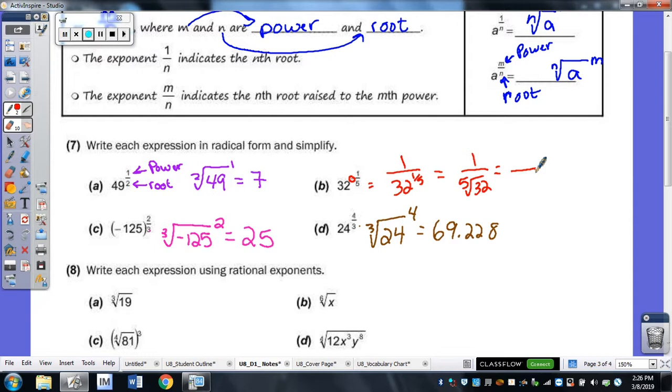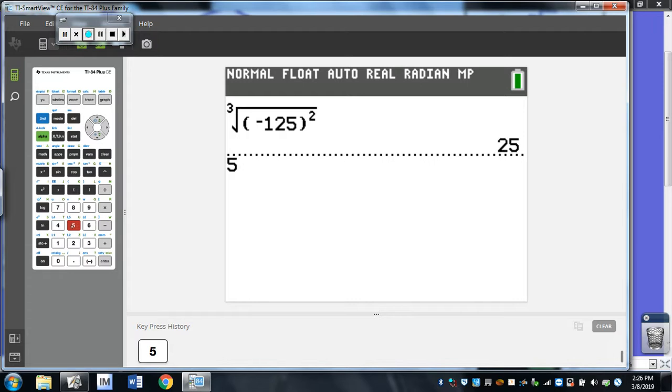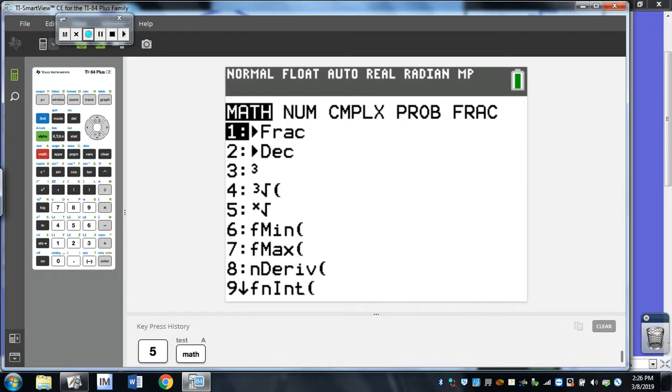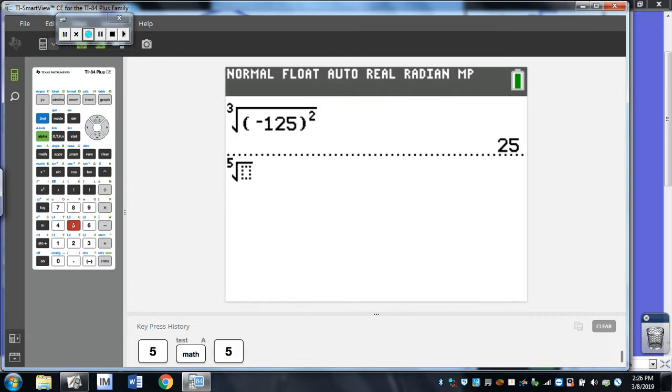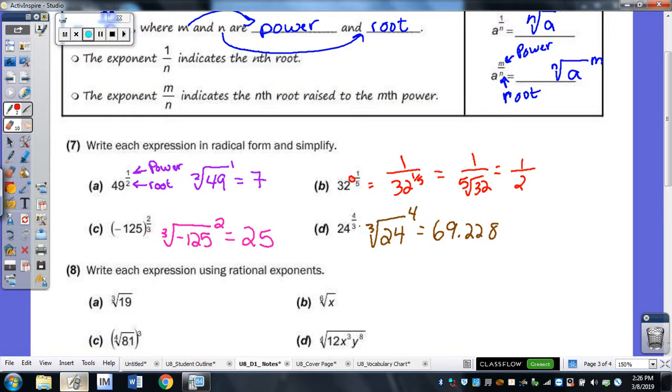It is 2. You guys know how to do that in your calculator? So we want to find the fifth root. I'm going to type in the number 5 first. And then if you go to your math button right there, it's got the x root under choice number 5. So you'll select that. And then as you can see, it turned it into the fifth root in the calculator. And then you type in your 32. Then you get 2. So 1 over 2.